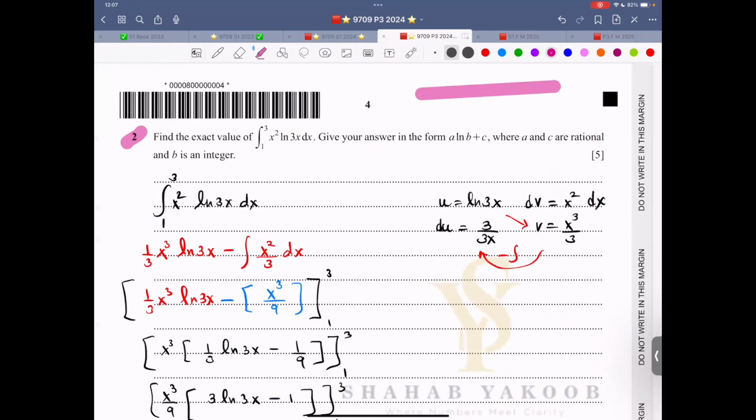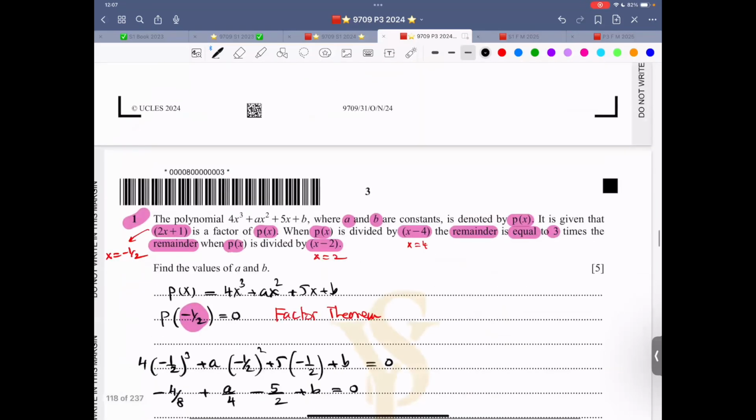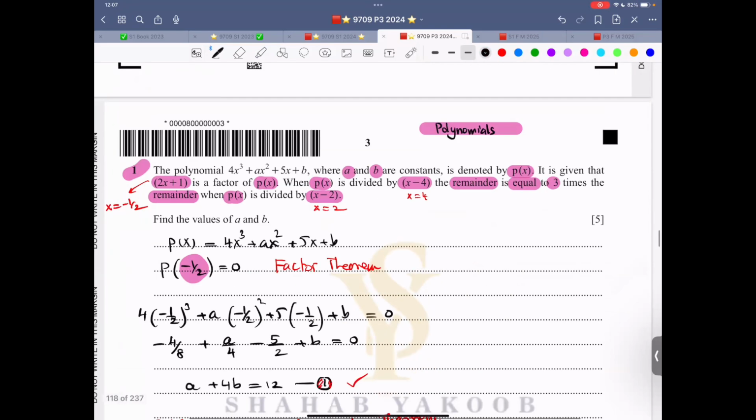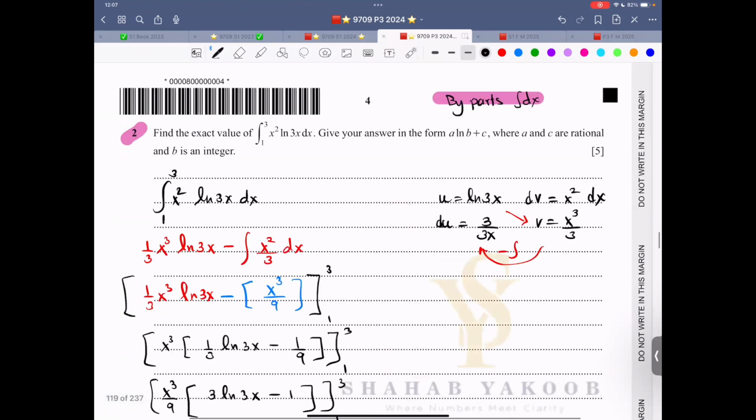So second question is about integration, and specifically, it's about integration by parts. So this is by parts integration. And over here, the first part is about polynomials. It's part of algebra. So now let's get started. It says find the exact value of this integral.